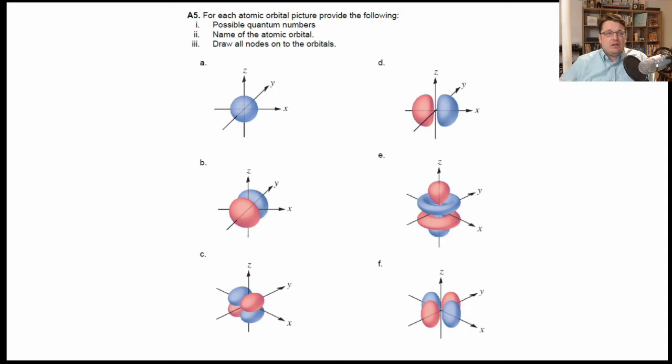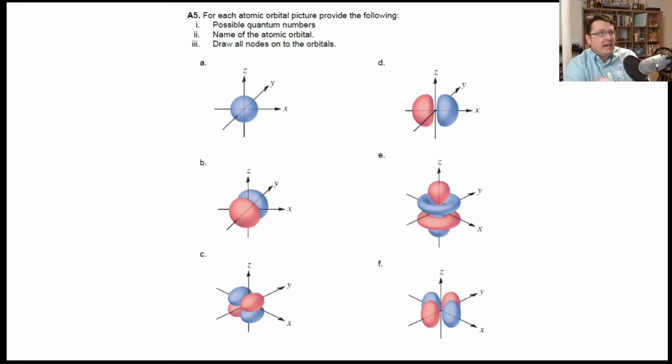Are they directly along one of the X, Y, and Z axes? Do they reside in the middle? Do they balance themselves between axes in those cases? In those instances, that tells you which orbital you're looking at.